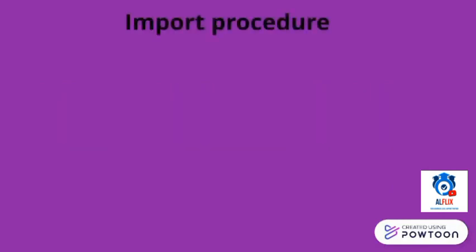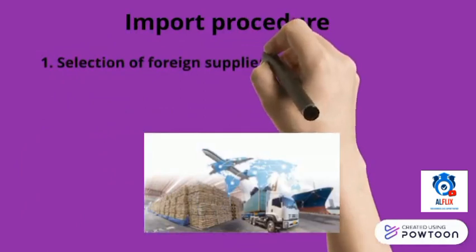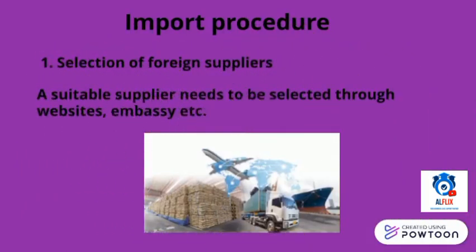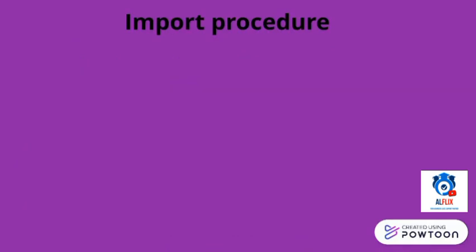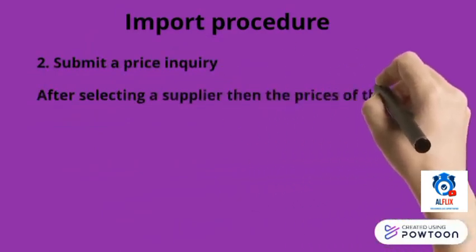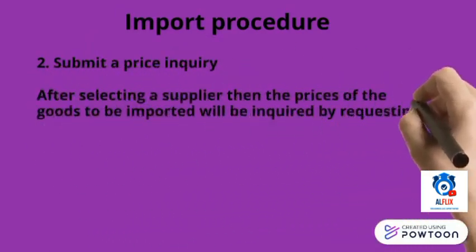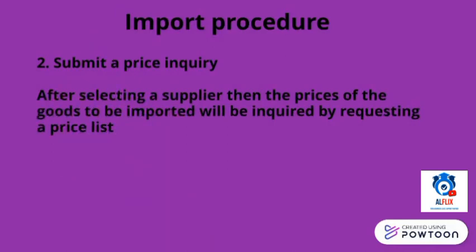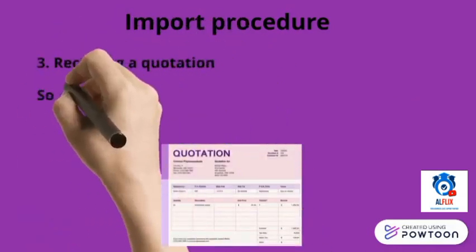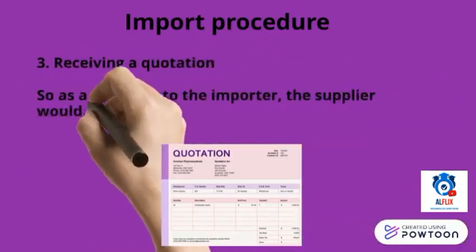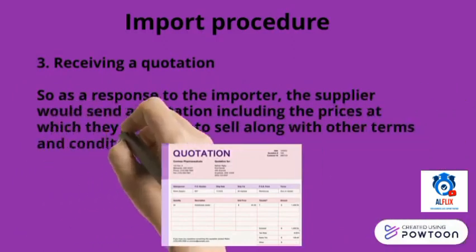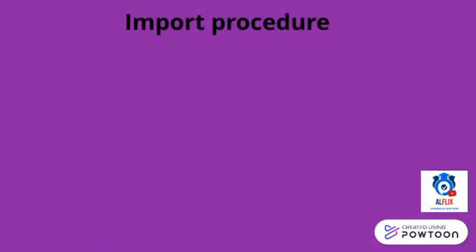Import procedure. Selection of foreign suppliers. A suitable supplier needs to be selected through websites, embassy, etc. Submit a price inquiry. After selecting a supplier, then the prices of the goods to be imported will be inquired by requesting a price list. Receiving a quotation. As a response to the importer, the supplier would send a quotation including the prices at which they are going to be sold along with other terms and conditions.